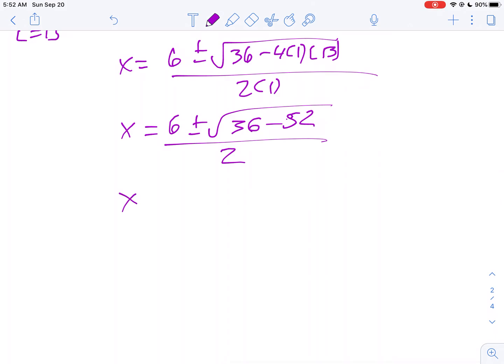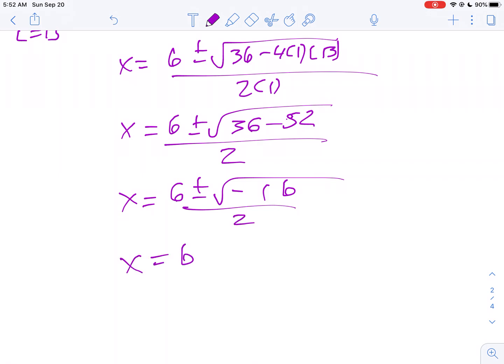Simplifying it more, x equals 6 plus or minus, what's 36 minus 52? Well, it's negative, isn't it? 12 minus 6 is 6. 4 minus 3 is 1. So negative 16 all over 2. Well, I can simplify that. That's 4i, isn't it? All over 2. Well, we're going to write that out as 6 over 2 plus or minus 4i over 2, which is 3 plus or minus 2i.